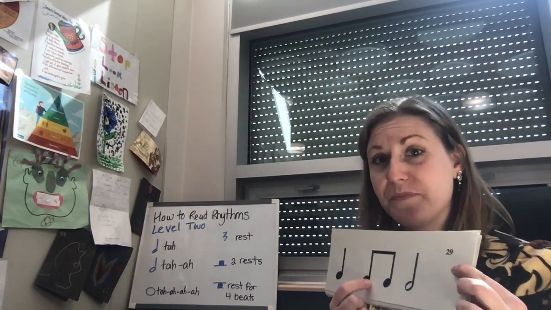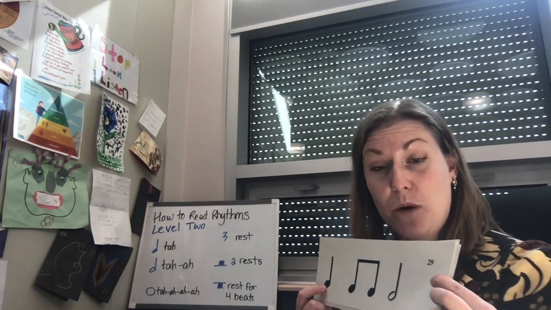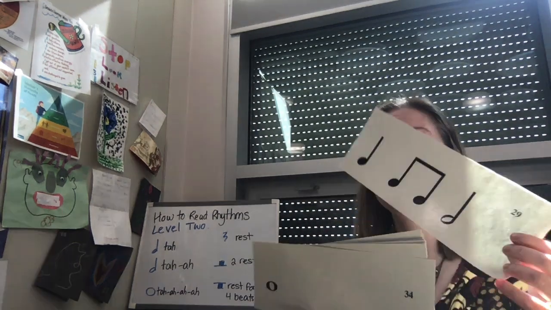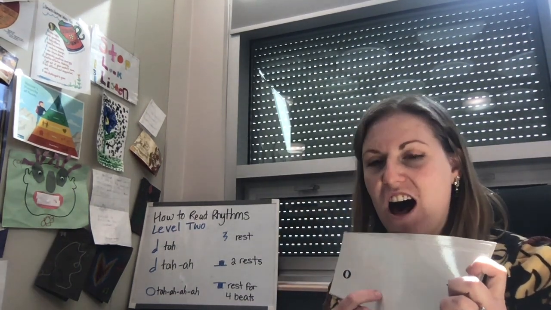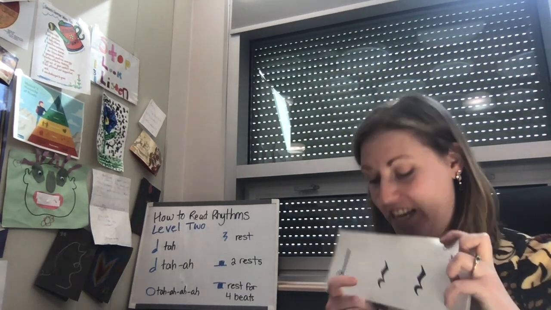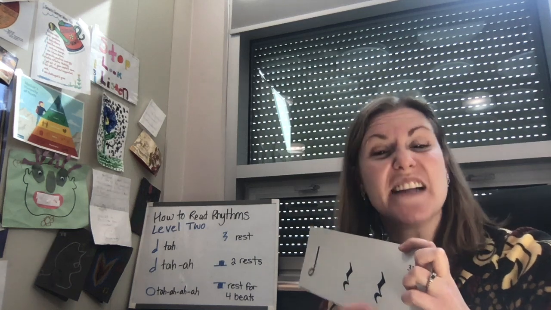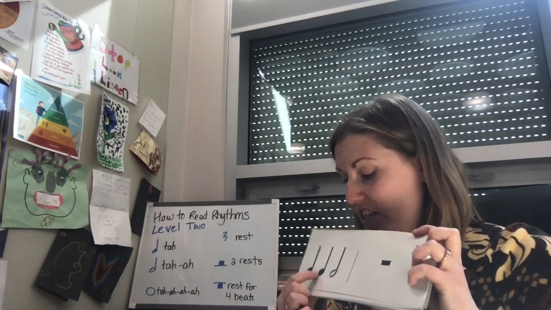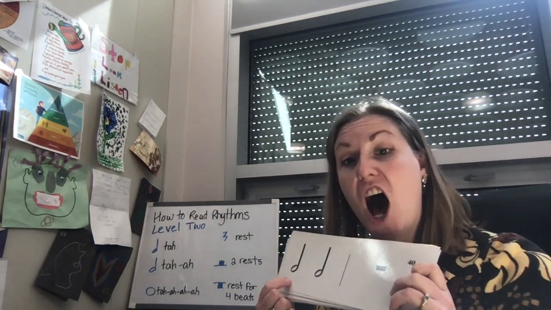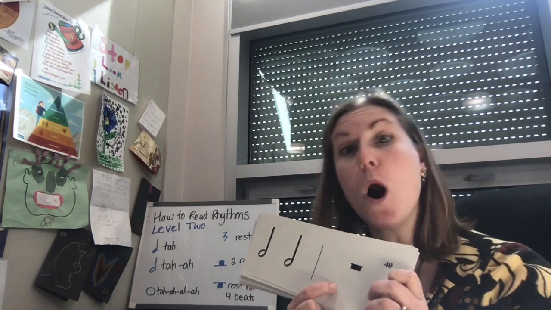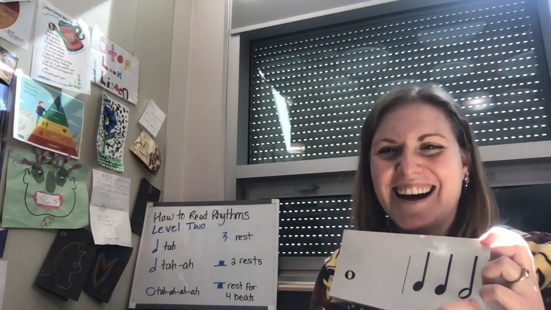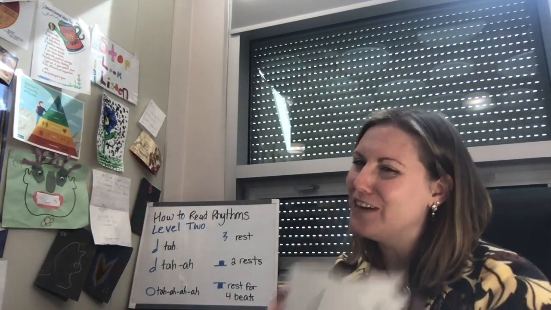Now this one I didn't write up on the board, but if you watched my level one video, you'll remember that a ta is one beat of noise and a ti-ti is two sounds, one beat. So let's try that one again. Ta-ti-ti-ta. One, two, ready, and. Ta. One, two, another one. Ti-ti-ti-ti-ta. One, two, together, and. Ta. One, two, another one. Ta, ta, ta. One, two, ready, and. Ta, ta, ta, ta.